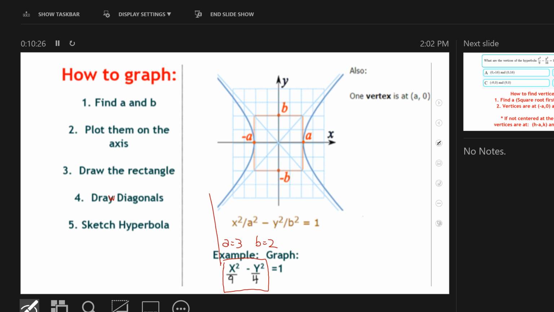If you will forgive me for distorting this right here, if we use this example to graph it up here, this would be negative 3, 0 as our vertex over here. We would say this is 3, 0 as our vertex over here. Then for our b, we're going to have 0, negative 2, and 0, 2. What we would do is plot those points out, draw our rectangle to connect all those, draw our diagonals, and draw a curve. And that's how we would create that graph.